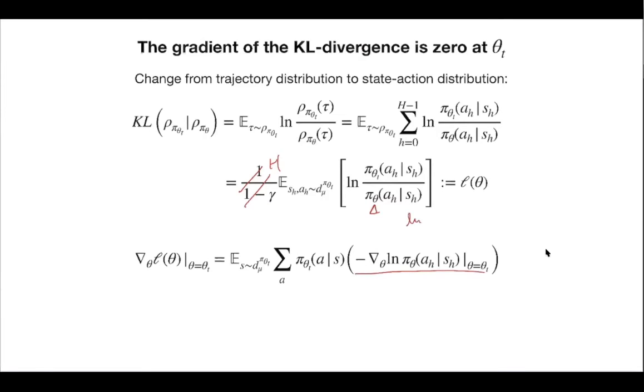Right? Because log of pi theta t minus log of pi theta, the first term has nothing to do with theta. So if we take the gradient with respect to this term, it's going to be 0, because it does not depend on theta. So I only have this second term left here. What I'm claiming now is that this is actually equal to 0.